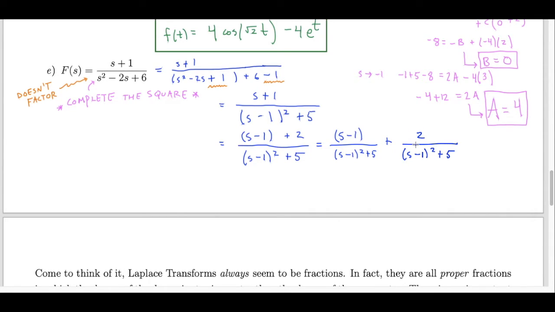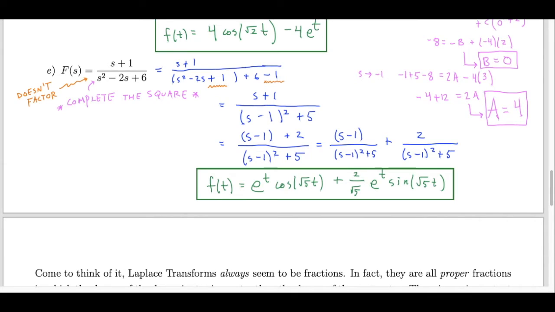I have to accommodate this coefficient. I'll have to divide by something, but this is essentially a constant over s squared plus something squared, where once again, s minus 1 is acting as that s. So let me write out what I think the inverse will be. So this is what I get as a lowercase f.